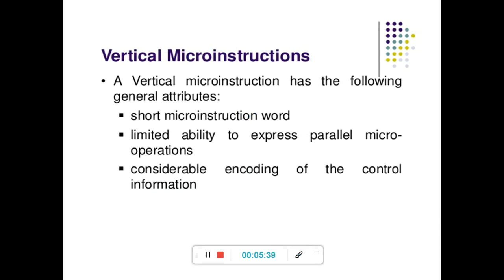Next one, vertical microinstructions. What are vertical microinstructions? The control signals are represented in the encoded binary format. Here the control signals require log base 2 n bit encoding. Here some of the microinstruction words are given below to express the parallel micro operations and encode the control information. Next slide.